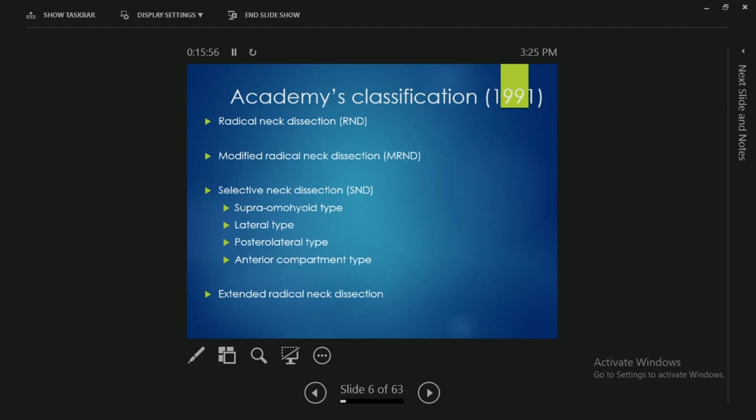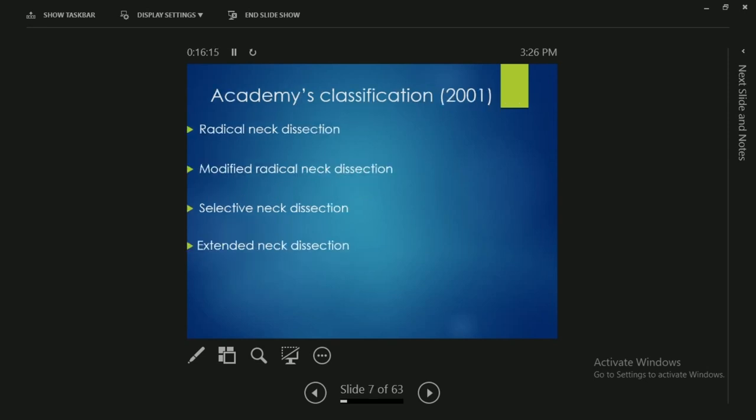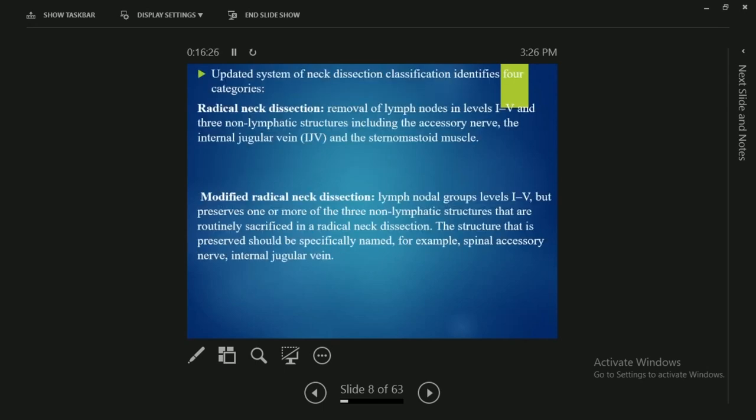In 1991, the Academy gave the first standardized classification of neck dissection, which includes radical neck dissection, modified radical neck dissection, selective neck dissection, which includes supraomohyoid type, lateral type, posterolateral type, anterior compartment type, and extended radical neck dissection. This classification was again revised in 2001 into radical neck dissection, modified radical neck dissection, selective neck dissection, and extended neck dissection.